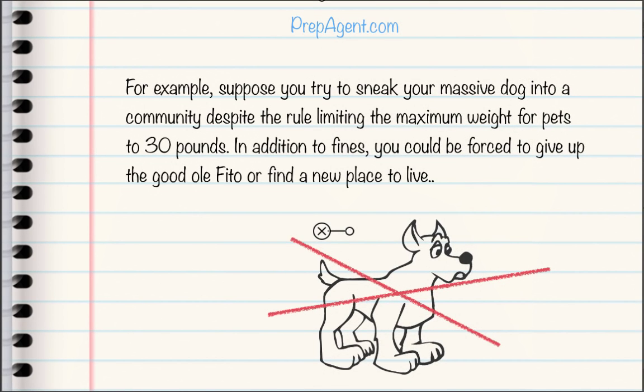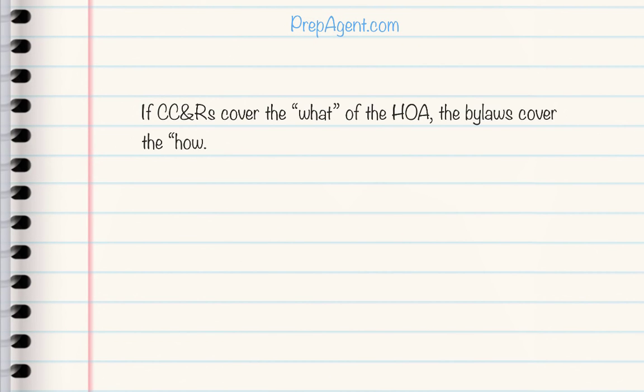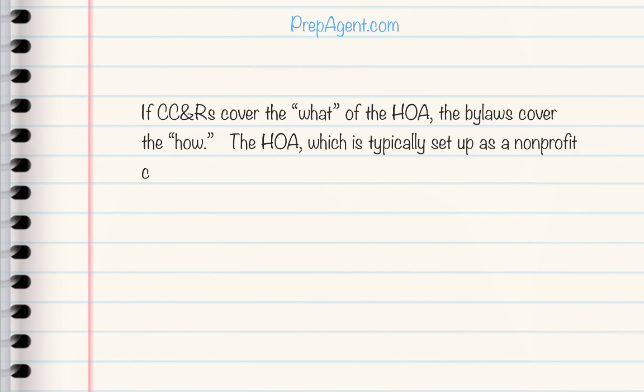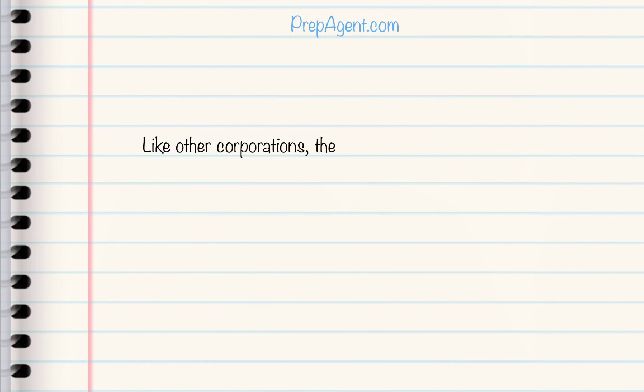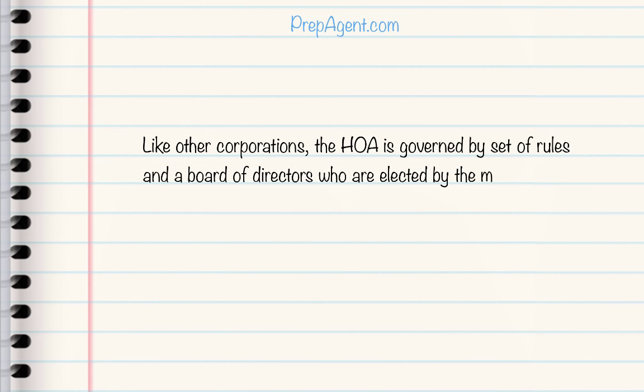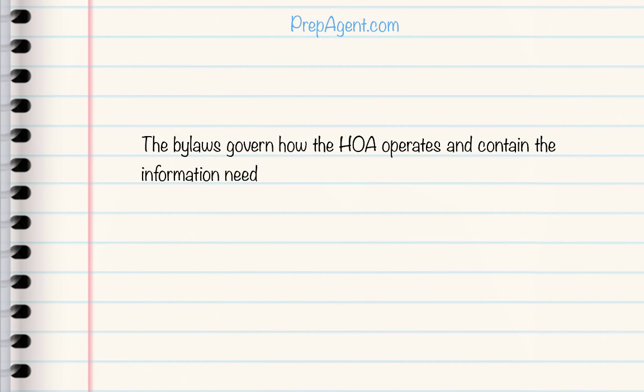If CC&Rs cover the what of the HOA, the bylaws cover the how. The HOA, which is typically set up as a non-profit corporation, is an organization established to manage a private planned community. Like other corporations, the HOA is governed by a set of rules and a board of directors who are elected by the members. These rules are called the bylaws. The bylaws govern how the HOA operates and contain the information needed to run the HOA as a business.